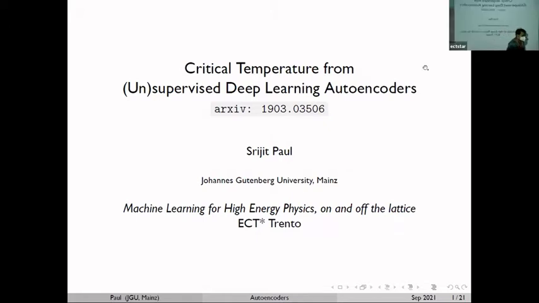So the topic that I'm talking about is the critical temperature from unsupervised deep learning autoencoders based on this particular publication up here.